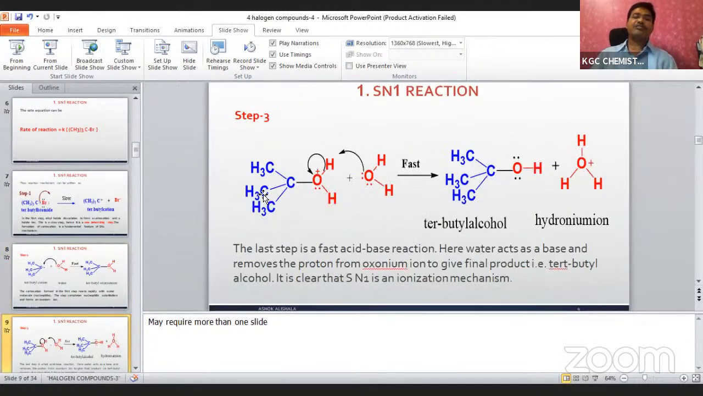Now here in the third step, what happens? The H plus ion is taken by another water molecule, it converts into the hydronium ion, and you will get the product, tertiary butyl alcohol. The last step is a fast acid-base reaction. Here water acts as a base and removes the proton from the oxonium ion, to give the final product, called tertiary butyl alcohol. It is clear that SN1 is an ionization mechanism, whereas SN2 is an association mechanism.